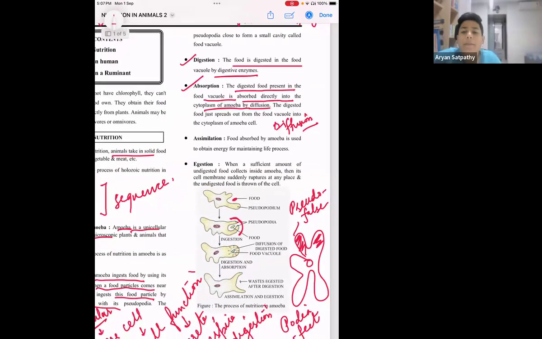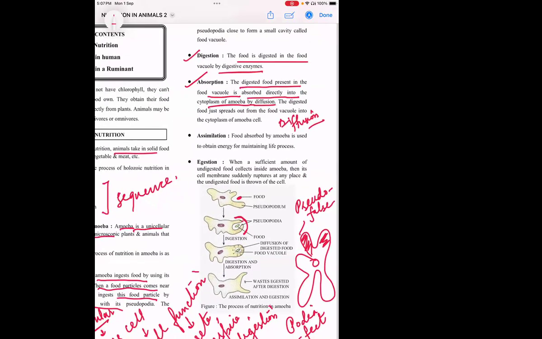Ma'am, okay, so only without breaking it down? No, they will break it down because of the digestive enzymes, but they will use it directly after breaking it down. Ma'am, yeah, tell me, what is the normal? Sorry, ma'am. So pseudopodia are the moving parts of this amoeba, which help them to move, and they also form the food vacuole through which the food gets inside the amoeba.